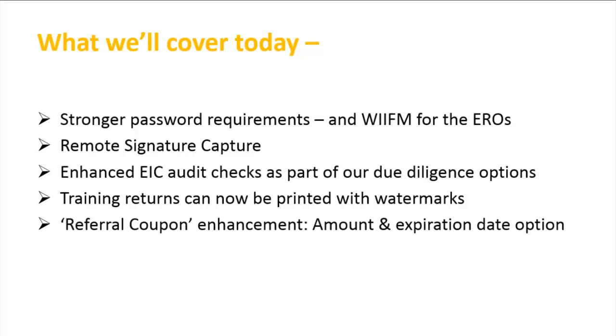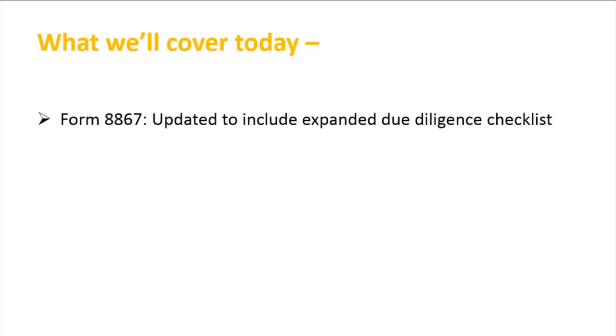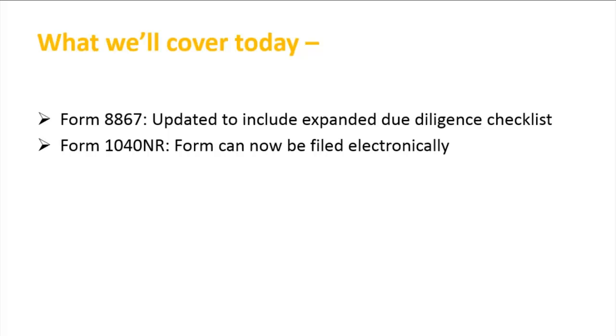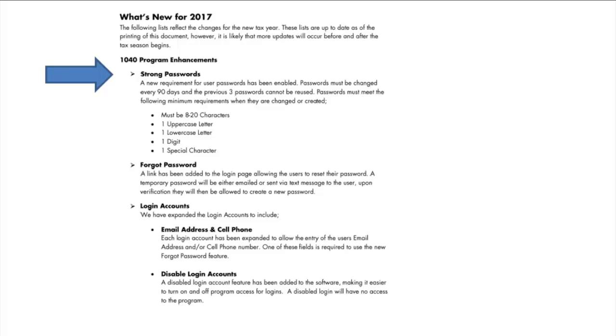Our referral coupons, we have a little way to configure them in the back and the setup now, as well as some new options when it comes to check printing through TPG Bank. Also, some changes to the 8867, the 1040NR, and our business program. Right, so here we go. This is the little help file that we were just looking at.